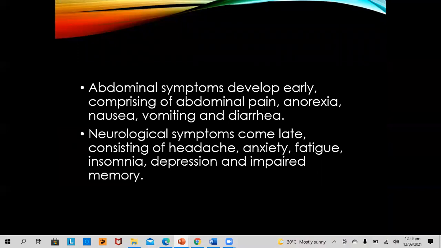Then, in addition to dermatitis, it is associated with diarrhea and abdominal symptoms that include abdominal pain, anorexia, nausea, and vomiting. Then neurological features, which come late, include headache, anxiety, fatigue, insomnia, depression, and impaired memory.